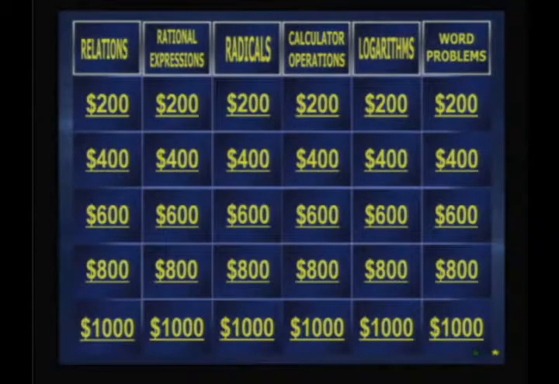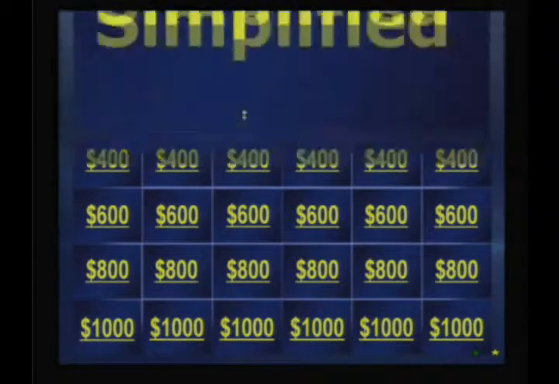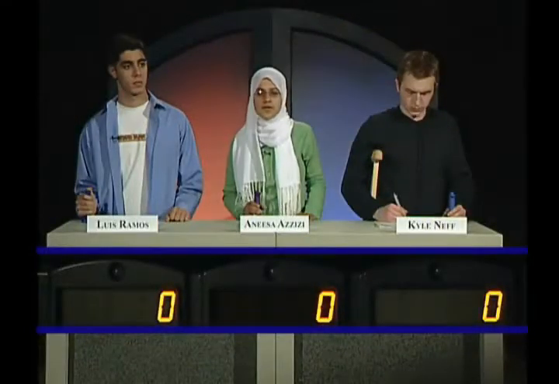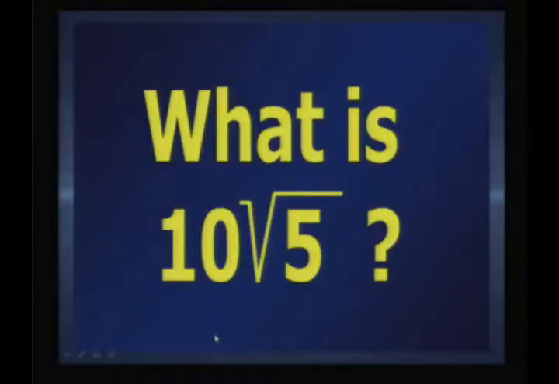I'll take radicals for 200. Radicals for 200. The answer is 2 times the square root of 125 simplified. Aneesa, what is 10 times the square root of 5? Correct. Now, where did she get that?